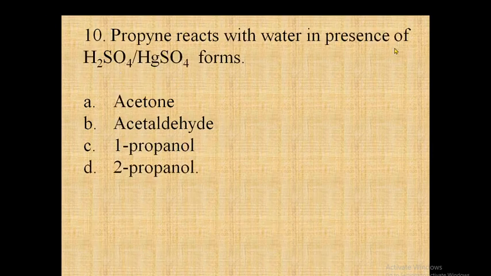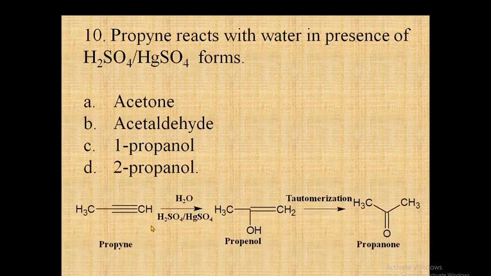Propyne reacts with water in presence of H2SO4 and HgSO4, forms what? Acetone, acetaldehyde, 1-propanol or 2-propanol. So let's see the reaction. Here it is, this is propyne. Propyne is reacted with water in presence of the catalysts H2SO4 and HgSO4. The water molecule adds across the carbon-carbon triple bond according to Markovnikov's rule. Definitely, hydrogen will attach to the carbon where more hydrogens are present, and OH will attach to the central carbon.